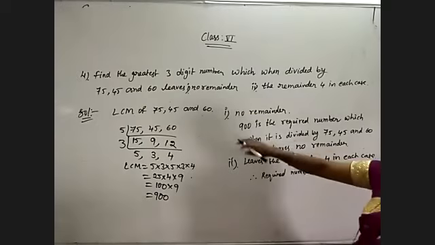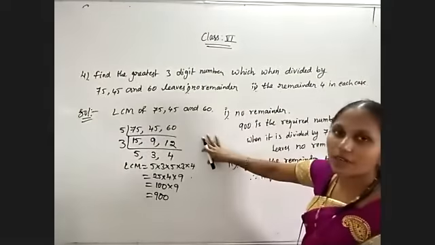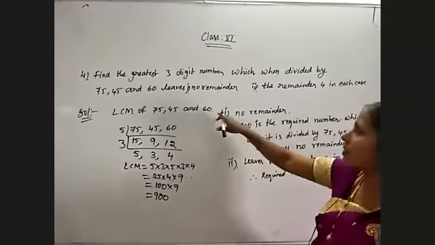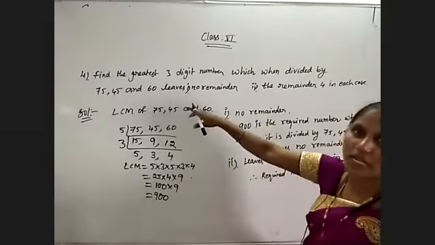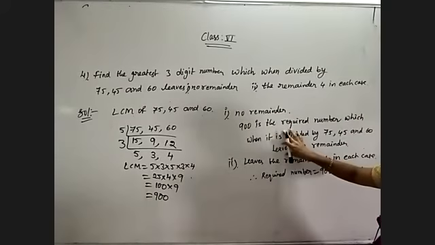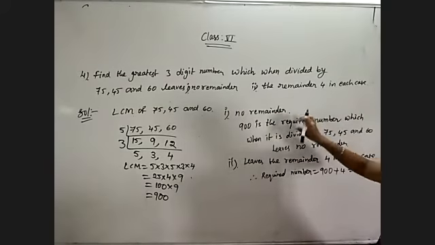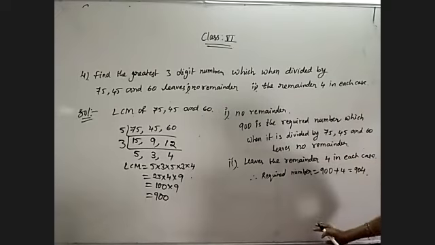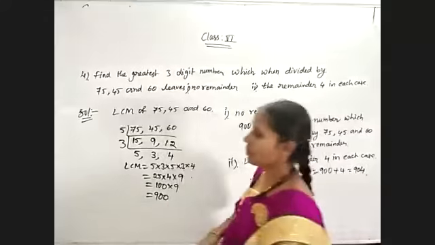So the required 3-digit number is the LCM of the given numbers. LCM only gives no remainder when it is divided by each of the given values. So the LCM is the required value in the no remainder case. If in each case it leaves 4 as the remainder, then LCM plus 4 is the required number. That's it. Now coming to one more question.